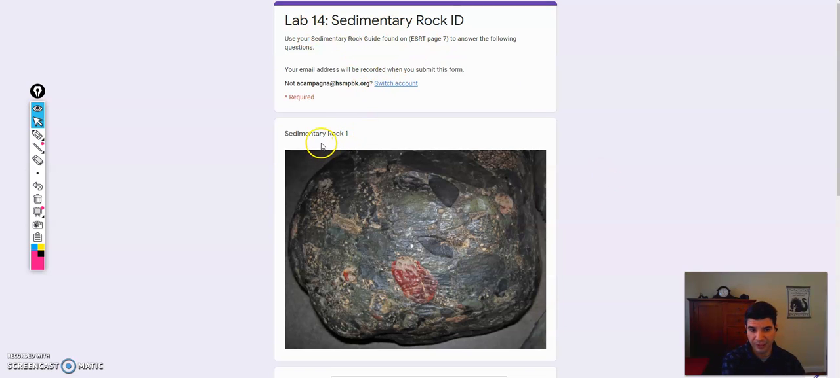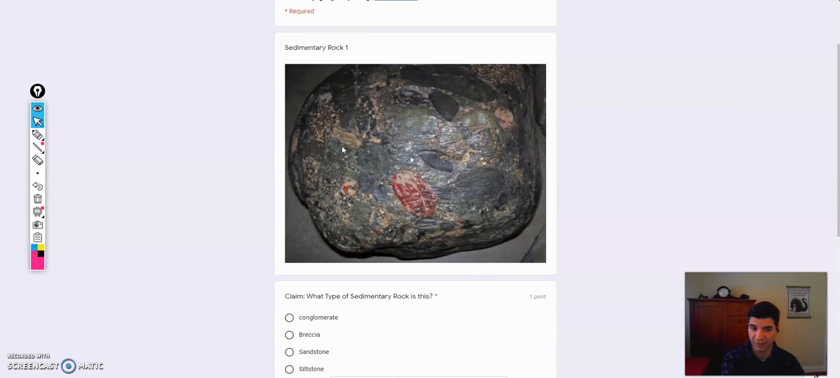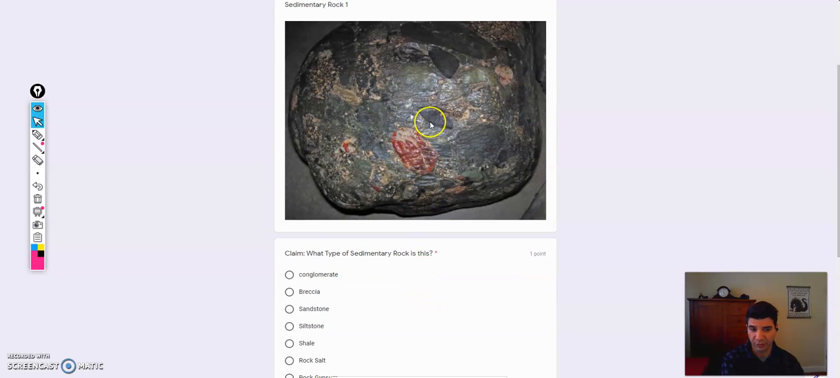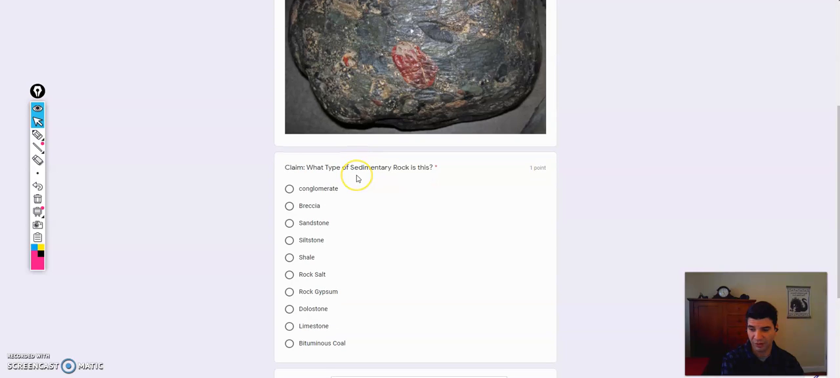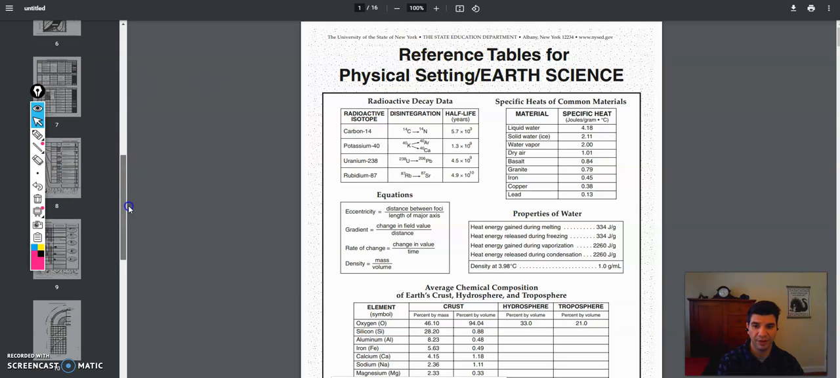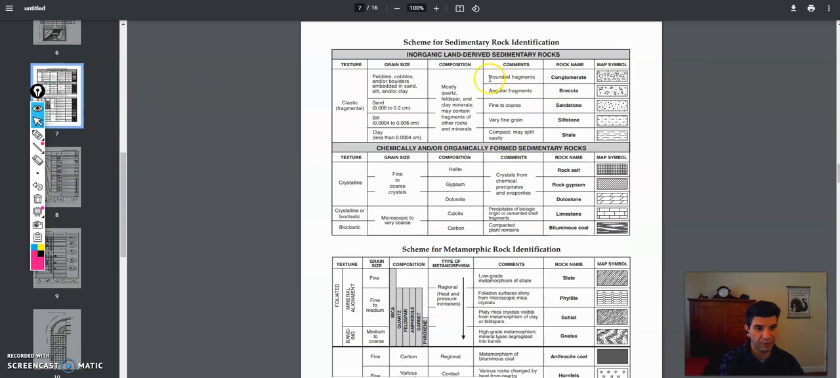So lab number 14, you have 8 rocks to identify. Sedimentary rock number 1 we're going to do together. So what kind of sedimentary rock is this? Well, taking a look at it, I see rounded particles. So right off the bat, since I can definitely see those are large ones, I'm going to think conglomerate. And all we got to do is go to ESRT, page 7. I'm just going to pull up a copy. And if we head down to 7, we can see right here, rounded fragments are conglomerate.